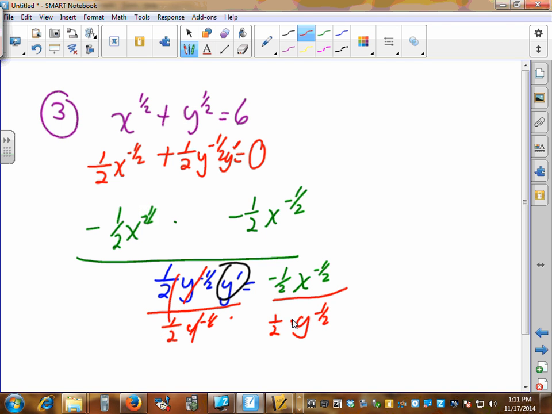That's going to all cancel. That negative half, see, that's a positive half. So we've got negative half divided by positive half, that's negative 1. I notice I'm going to have x to the negative half. I can go ahead and move that down to the bottom. Let's write it as square root of x. I can move this to the top. So our answer is going to be negative square root y over square root x.